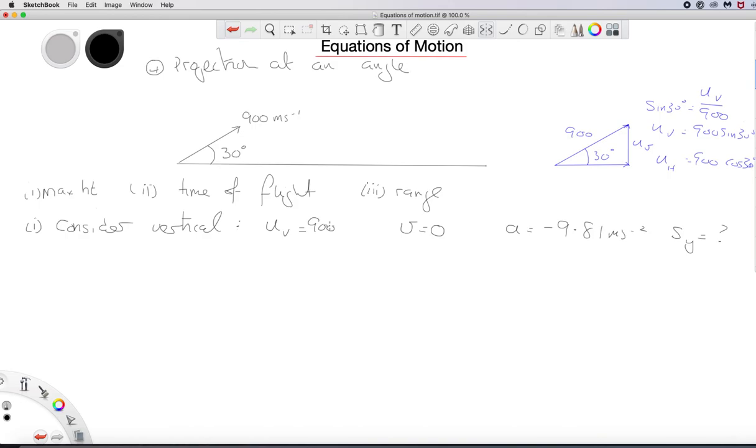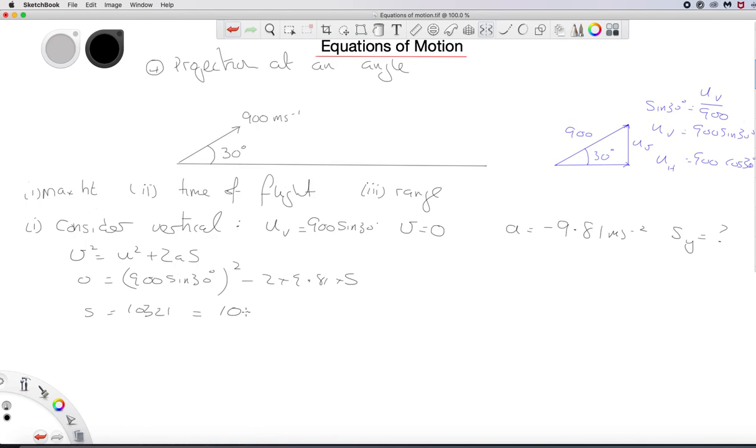So, we have 900 sine 30 here. So we want S, we've got V, U, and A. So we would say, sensibly, I think V squared equals U squared plus 2AS. V we know to be 0, U we know to be 900 sine 30, which is a half, of course, so that's nice and simple. Squared minus 2 by 9.81 times S. So we end up taking this over here, it becomes negative, divided by minus 2 times 9.81. And we get a height attained of 10,321 meters, which is three significant figures, 10.3 kilometers.